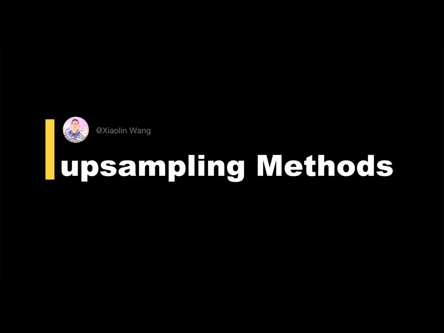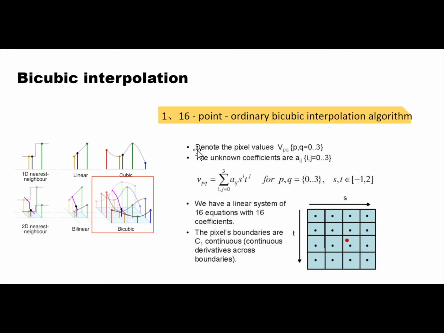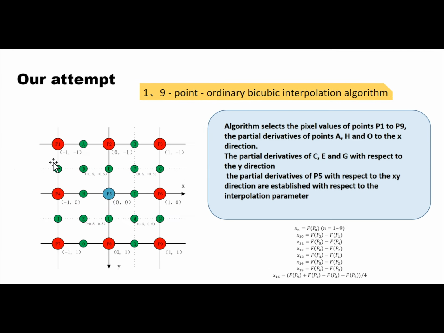The first is the 16-point ordinary bicubic interpolation algorithm. It establishes 16 equations about the interpolation parameters. By solving the equations, the solution of the 16 interpolation parameters is obtained. Our attempt to improve is to use only magnitude 3 size interpolation and the value kernel functions to construct 16 equations to solve the interpolation kernel parameters.